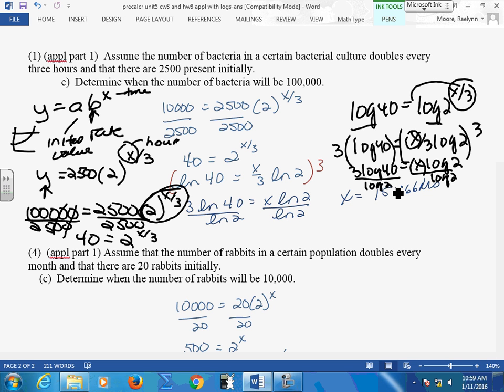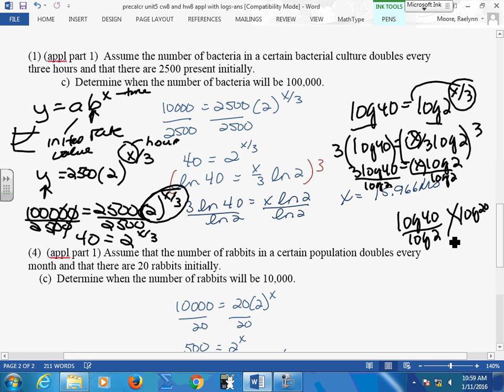Try it in your calculator. Do log 40 divided by log 2. See if it's the same as log 20. It's not. So you need to see for yourself. You can't do that. Log 40 divided by log 2 is not the same as log 20. Okay, so make sure you put this in your calculator.